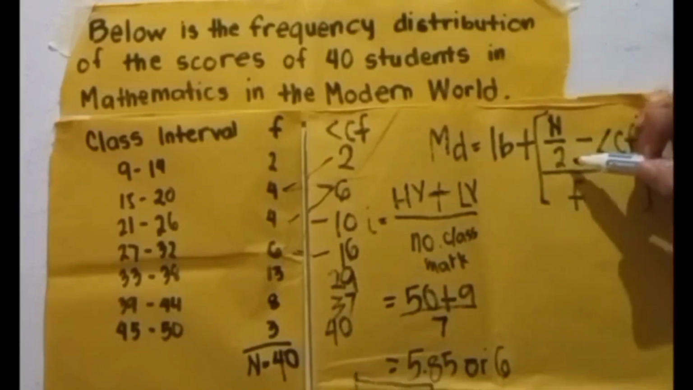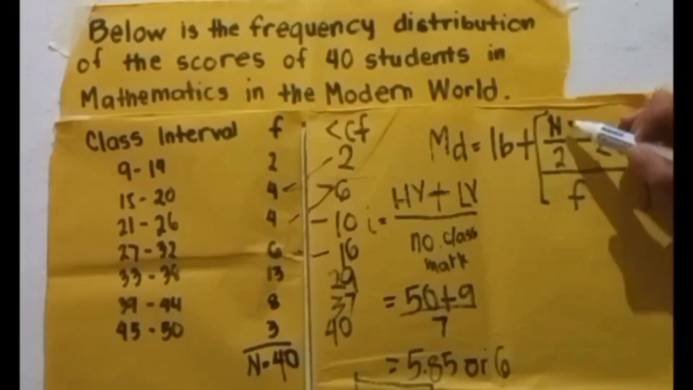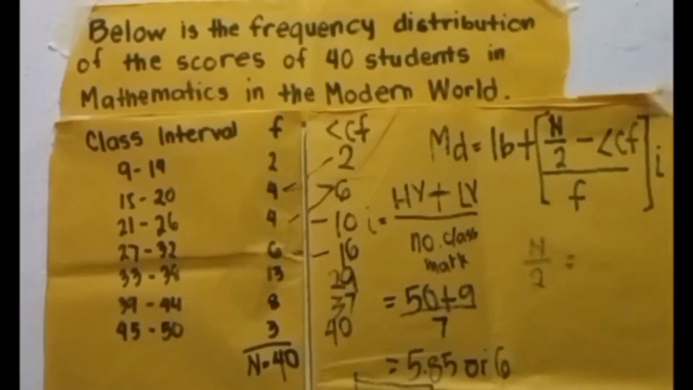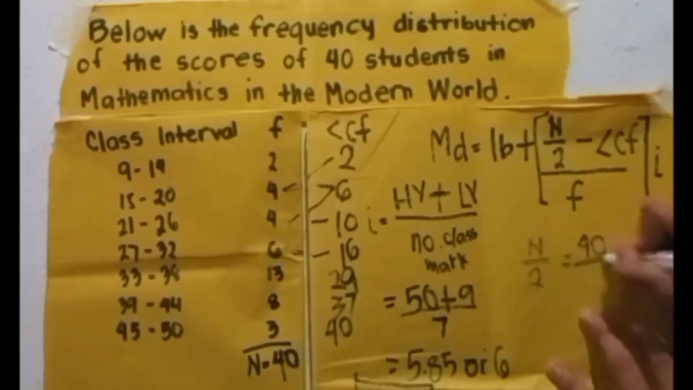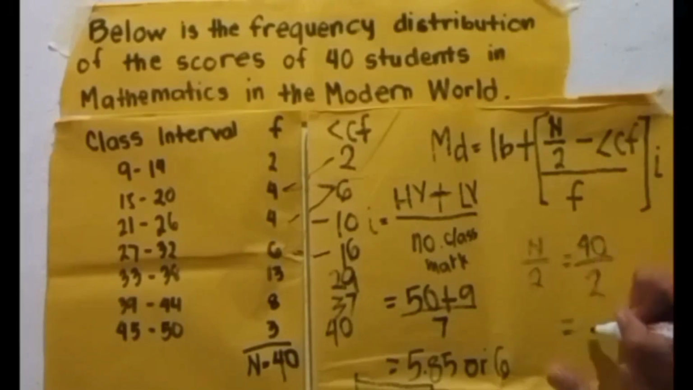We will find the answer of this, n over 2. So, the value of n is 40. All over 2, the answer will be 20.